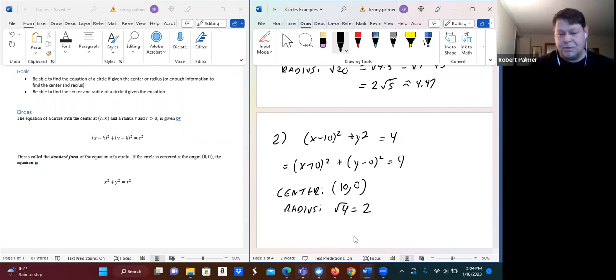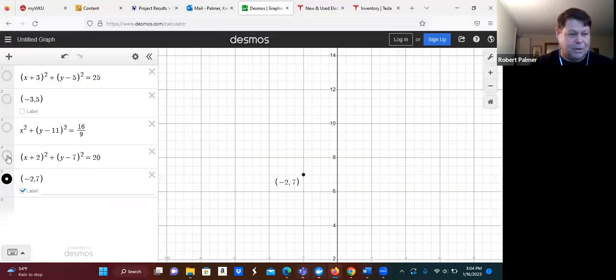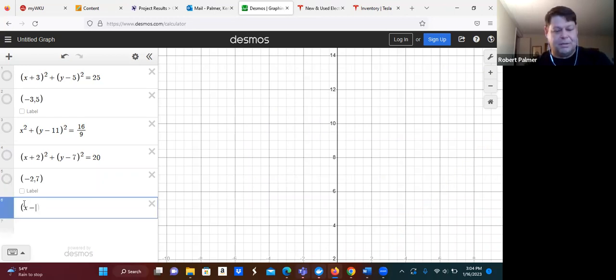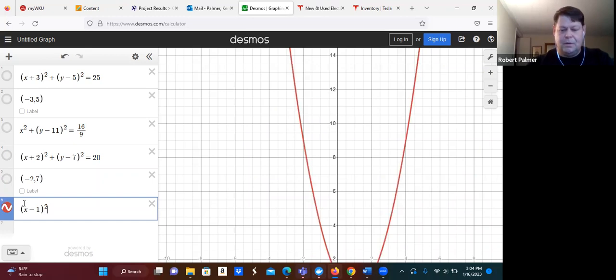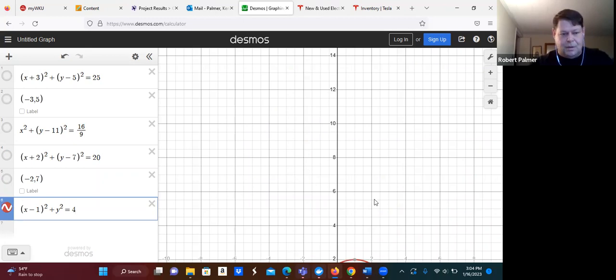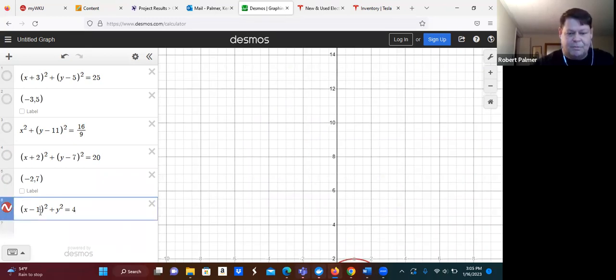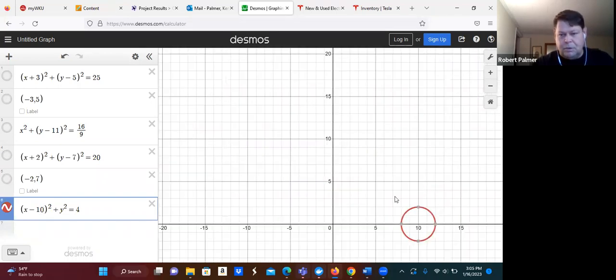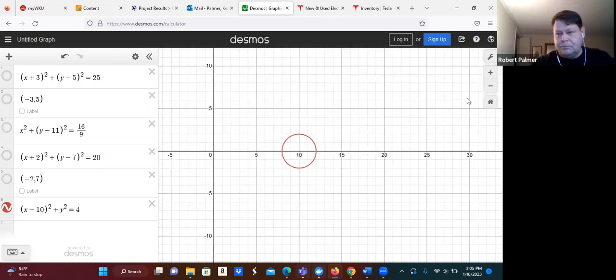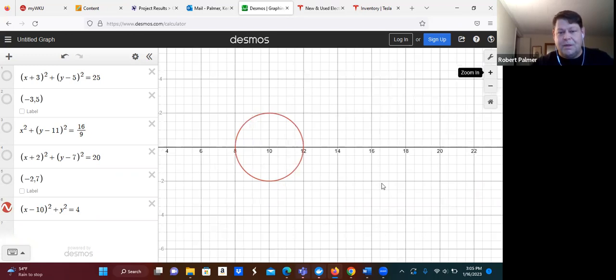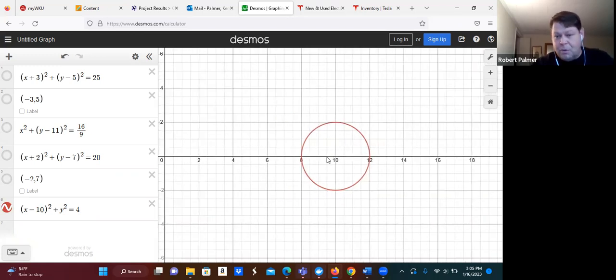So once again, let's graph this on Desmos and make sure that's right. Let me blank out both of those. And then this is (x − 10)² + y² = 4. Oops, I forgot to put that as 10. There we are. We said our center should be (10, 0), and we can tell that's what it is. And our radius is 2. We see that as well from our graph. Good, so that's correct.